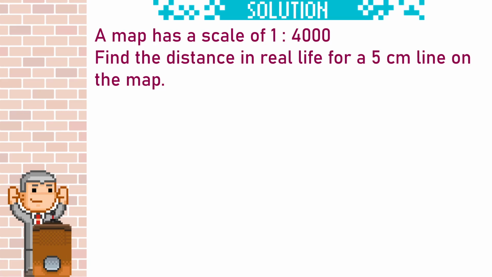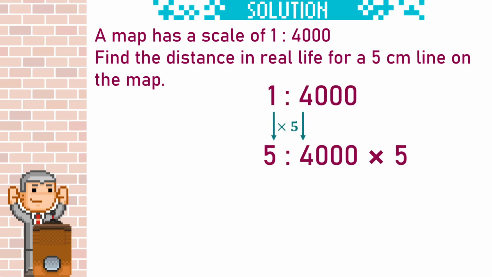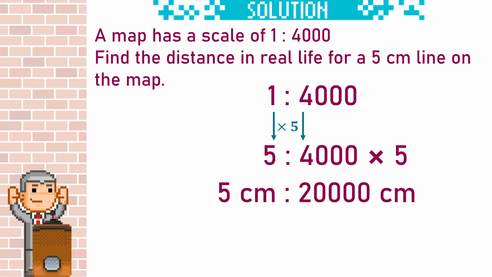We have 5 centimetres on the map. To get from 1 to 5, we need to multiply by 5. So we need to do the same to the right hand side, and we're going to multiply the 4,000 also by 5, which will give us 20,000 centimetres. We can convert this into metres by dividing it by 100. So 5 centimetres on the map corresponds to 200 metres in real life.